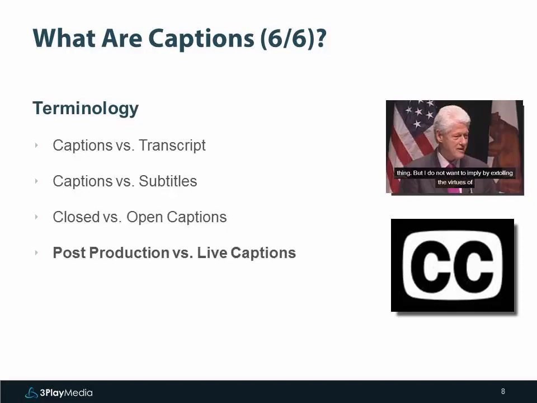Post-production versus live captions. This has to do with the timing of when the captioning process is done. Post-production means that the captioning process is done after the event has already been recorded, and the captions are usually ready a day later or at some point afterward. In contrast, live captions are performed by a person that's typing in real time while the event is happening. And usually there's a lag of several seconds, but that's happening live. And there are advantages and disadvantages to each type of process here as well.